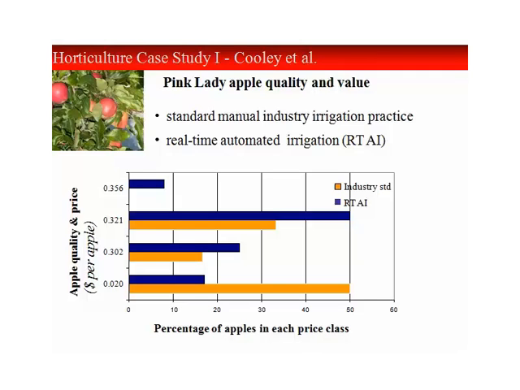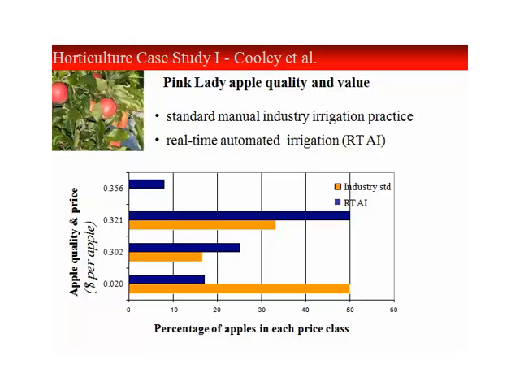In apple crops, the number or the potential of apple load is set by the number of flowers attained in any one year. These experiments were conducted after flowering, as it was deemed critical to keep the potential apple number constant during this experiment. The standard manual industry irrigation practice was compared against the real-time automated irrigation.